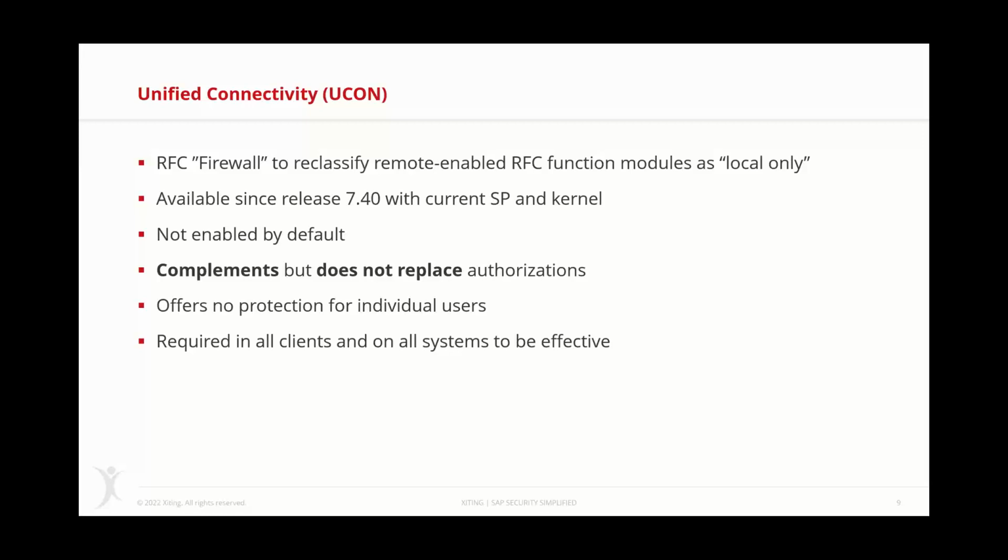UCON is not enabled by default. You have to actively enable it, and you have to decide which way you go, the whitelisting or the blacklisting approach. What's very important with UCON, and this is where it often gets a little confusing: UCON does not replace authorizations; it only complements them, because UCON is a firewall. We can say a function module is blocked or it's enabled. It's one or the other. If it's enabled, it's available for every user that has the authorizations to use it.